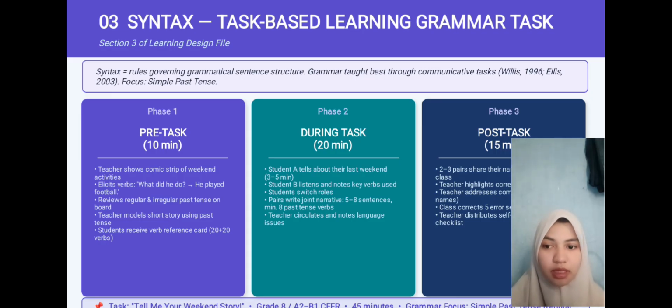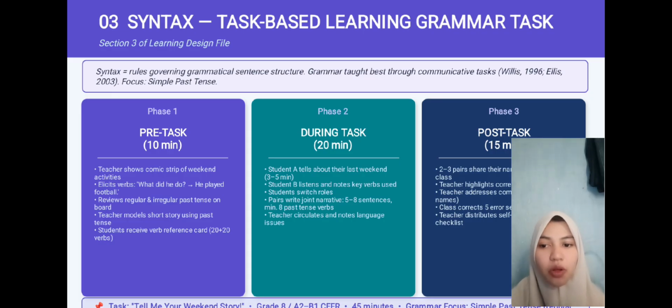And during the task, in pairs, the student tells about the real event last weekend, and the student can listen and notice past tense verb use. The student can switch roles and pair up collaboratively to write a short narrative, and the teacher can circulate, monitor, and note language issues for the pair.